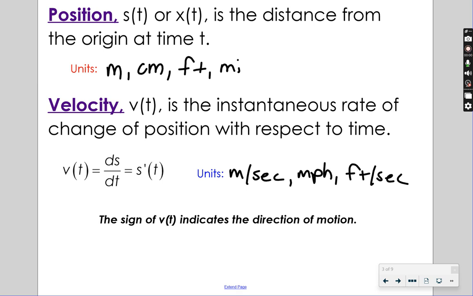The sign of v of t indicates the direction of motion. So it'll say in the problem, like, you know, a particle's moving left or right. And so negative would represent left, positive would represent right. Or it might be something that's going up or down. So just the derivative of position? Yep, correct. A lot of our justifications for this unit are going to be pretty much the same justifications we used for the last unit.